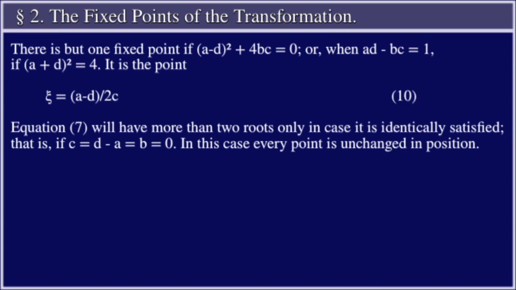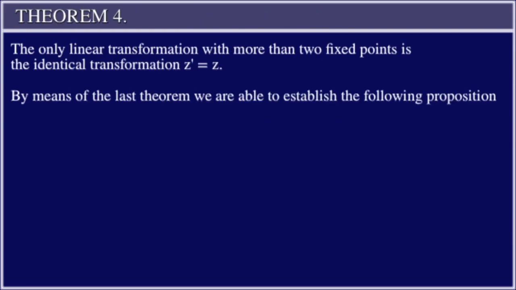Equation 7 will have more than two roots only in the case it is identically satisfied. That is, if c = d − a = b = 0. In this case, every point is unchanged in position. Theorem 4. The only linear transformation with more than two fixed points is the identical transformation z′ = z. By means of the last theorem, we are able to establish the following proposition.